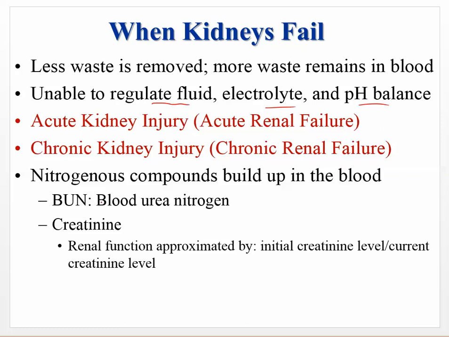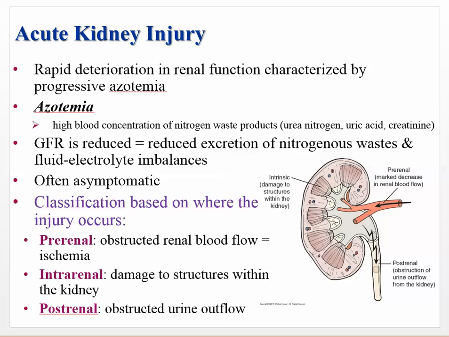So in general, nitrogenous compounds build up in the blood. Blood urea nitrogen and creatinine are the ones we think of, and usually it's a ratio of BUN to creatinine, because BUN is made in the liver, and they're handled differently by the kidneys, so you can tell if it's tubular damage. We're not going to get into that. Renal function is approximated by initial creatinine level versus the current creatinine level. Remember, creatinine is supposed to leave through the kidneys, and if it's not, that's an indication, because it's going to build up in the blood.